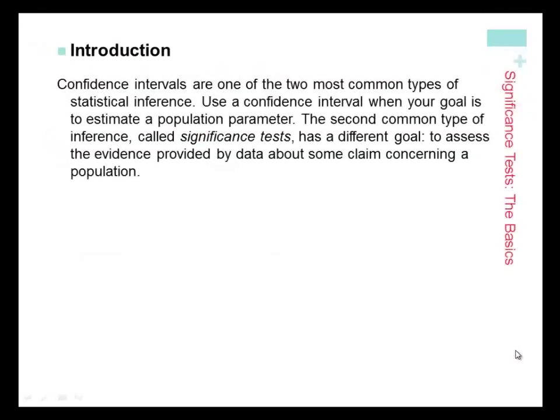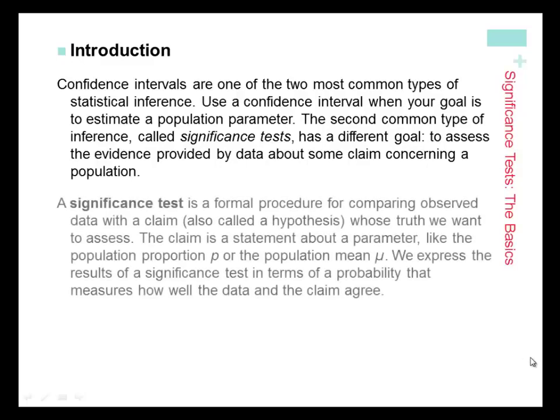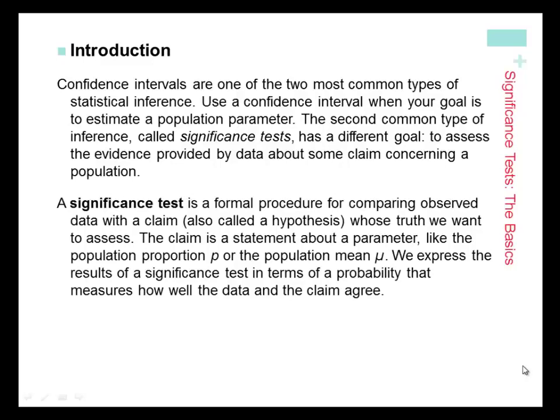In Chapter 8, we looked at confidence intervals. The goals for a confidence interval were to estimate a population parameter. In Chapter 9 now, we're going to look at another type of inference that's called a significance test. The goal is different now. The goal in a significance test is to test a claim about a population parameter. The claim that we're looking at in a significance test is referred to as a hypothesis.